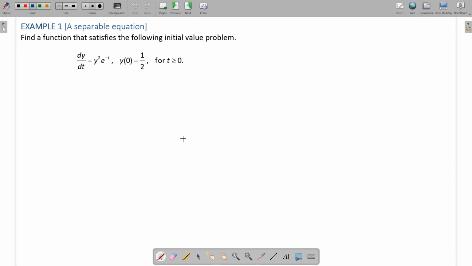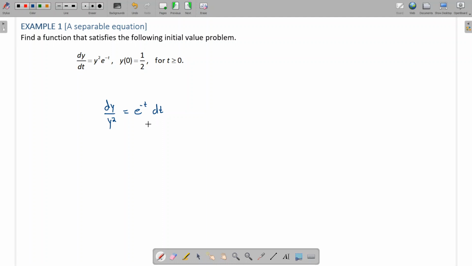Okay, let's see how this actually can be applied to solve a differential equation. So in this example, it is separable because you have a function of y multiplied by a separate function of t. So we're going to get all the y's on the left and everything with t on the right. So when we separate, it will be dy over y squared equals e to the negative t dt. So all I did was divide the y squared over and multiply the dt to the other side.